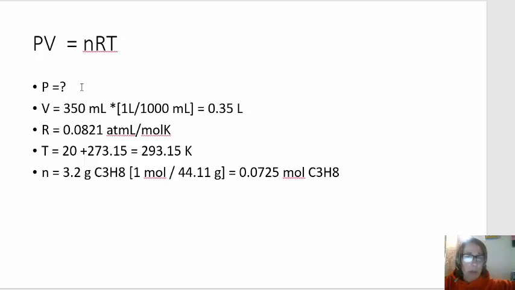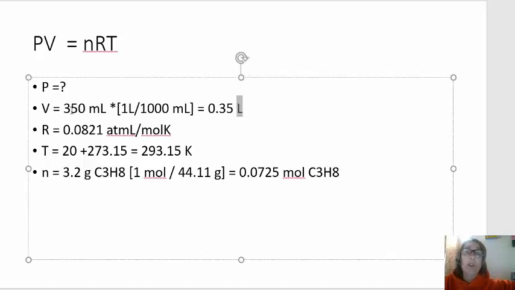So P is pressure, and we're solving for pressure. V is our volume, and it has to be in units of liters. So we've got to convert the 350 milliliters to liters by dividing 350 by 1,000.